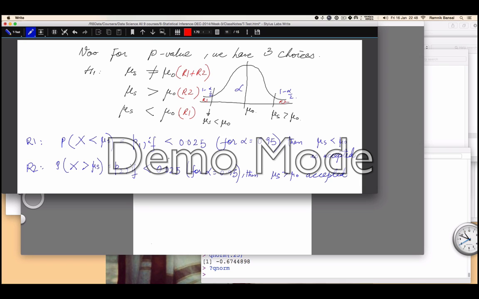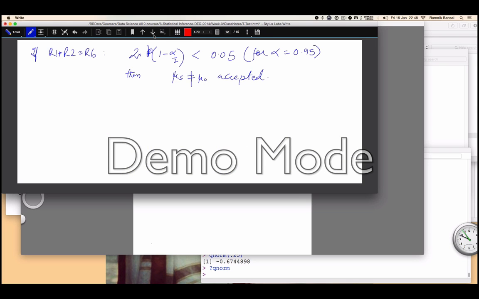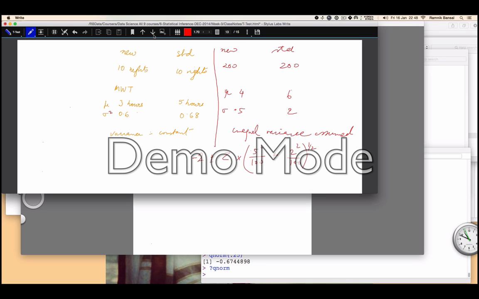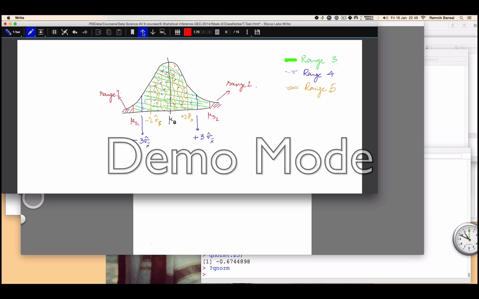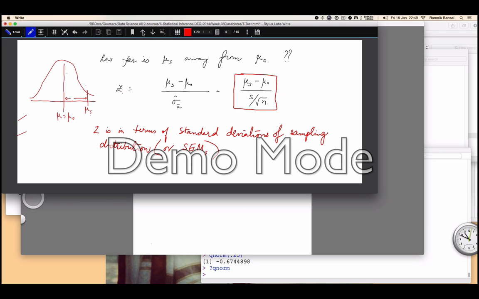Similarly, for range 2, it is greater than, right? So if it is less than 0.025 for alpha equal to 0.95, then mu s is... that's how it goes, right? We will look at some examples, and it will become clearer to you. This is just to explain what a p-value is. The p-value is basically the measure here. Once you have the z, then we take the p norm of the z, and you get the p-value.